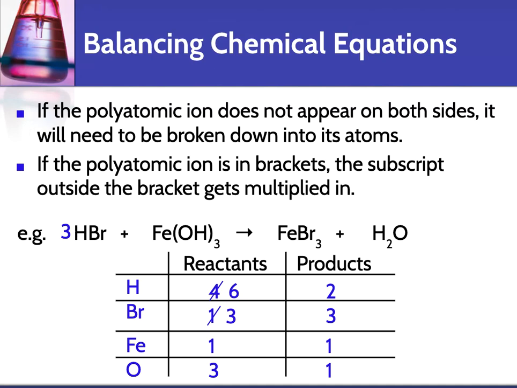So the next thing we're going to balance is the oxygen. We have 3 on the reactant side, only 1 on the product side. So we're going to put a 3 in front of H2O. That's going to give us 3 oxygen. That also changed the hydrogen, so we update that. We now have 6 hydrogen, so it all worked out in the end. So now everything is balanced.